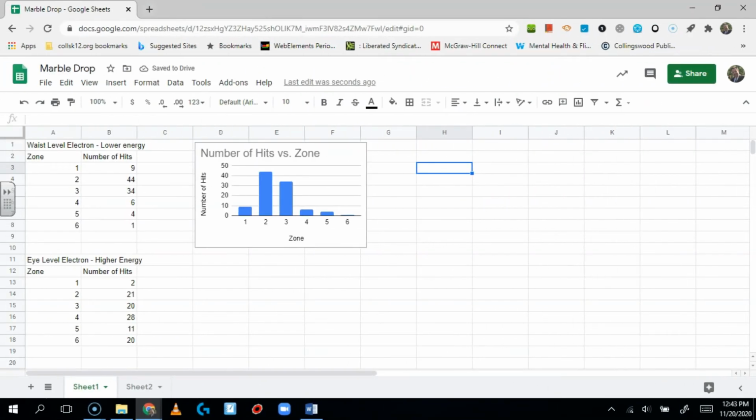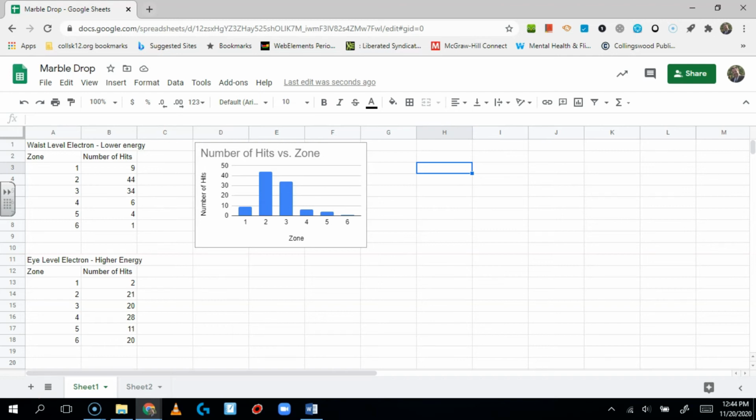So this is a bar graph, and this bar graph is showing that the electron, when it's low energy, is going to be found in zones 1, 2, and 3. That's what it's saying. It's not going to be found very much in zones 4, 5, and 6. But let's compare that to a higher level or higher energy electron. And let me bring up again a graph to help visualize the data.